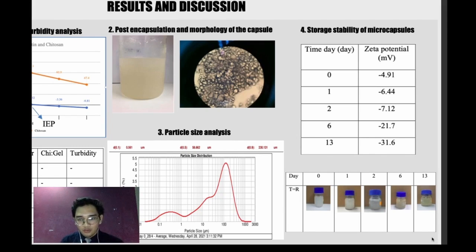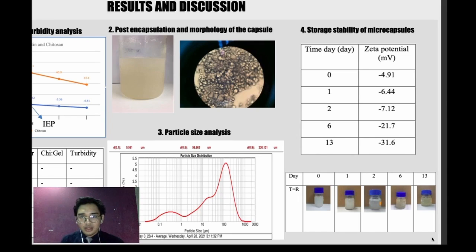For each day we observed the solution, we took a little of the solution to the Zetasizer to observe the change of zeta potential. Over time, we can see the zeta potential increases in negative charge. The color change happens because of degradation of the capsule. Degradation of the capsule can cause the release of coffee lime oil into the surrounding solution and make the color darker.